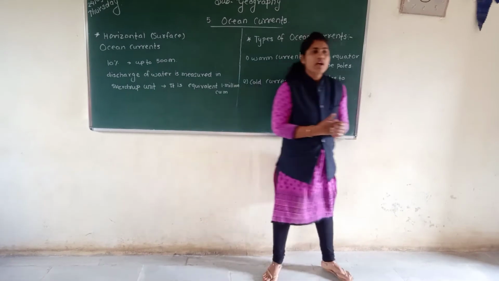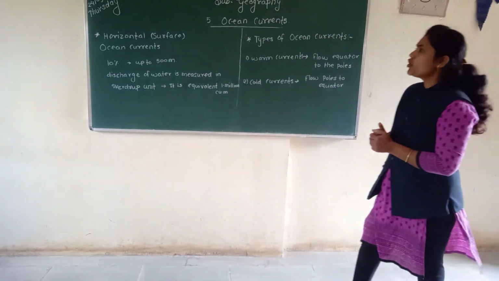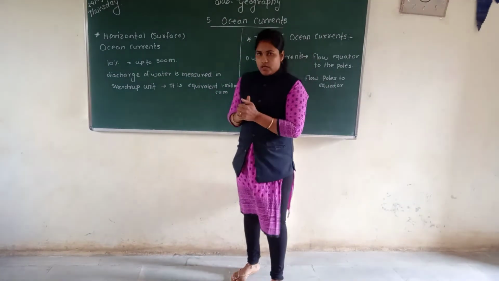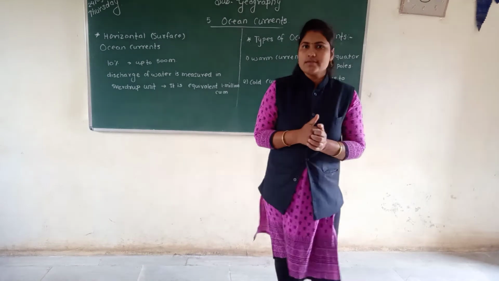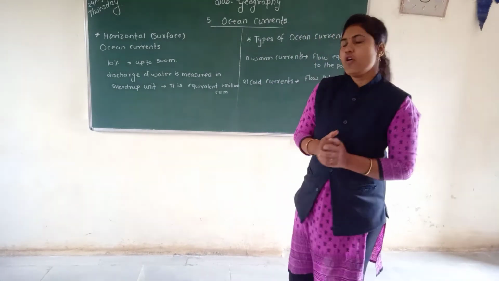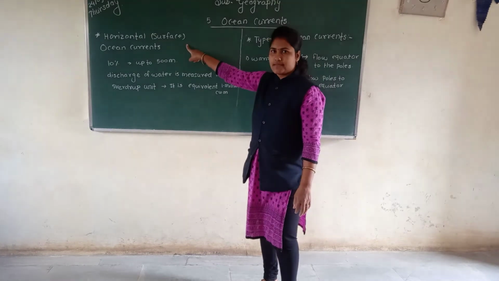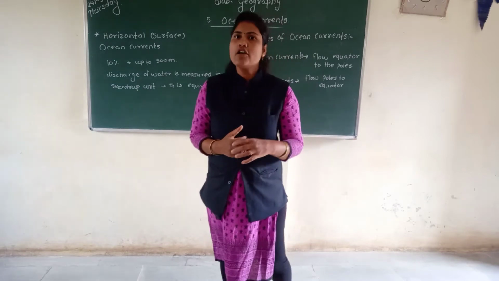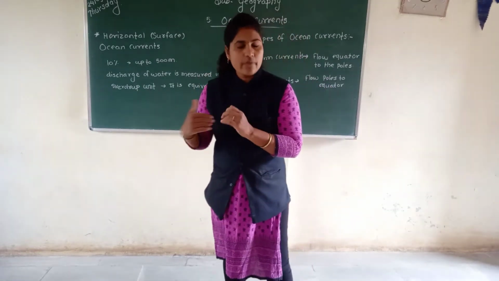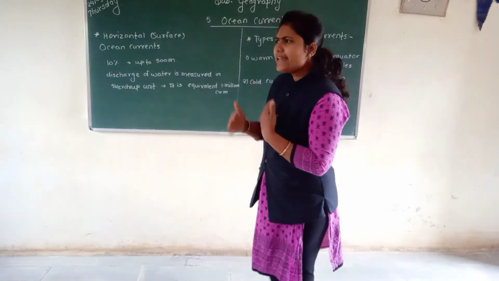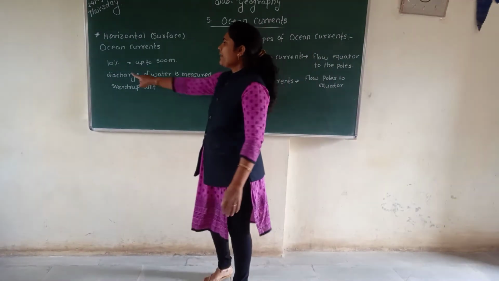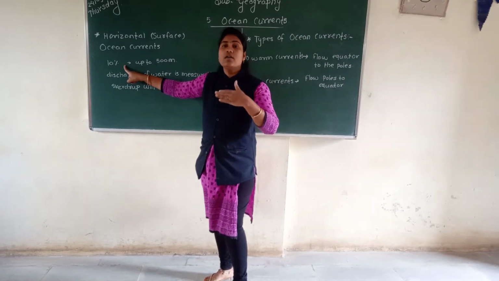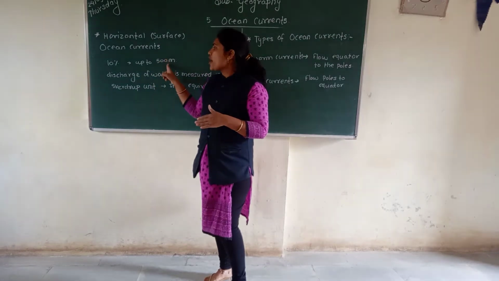Hi students. In this video we are going to see the horizontal surface ocean currents. Students, now see, when the ocean currents start to flow in horizontal surface water, we all know that surface water means from sea level up to 500 meters. At that time only 10% of oceanic water starts to flow from sea level up to 500 meters.